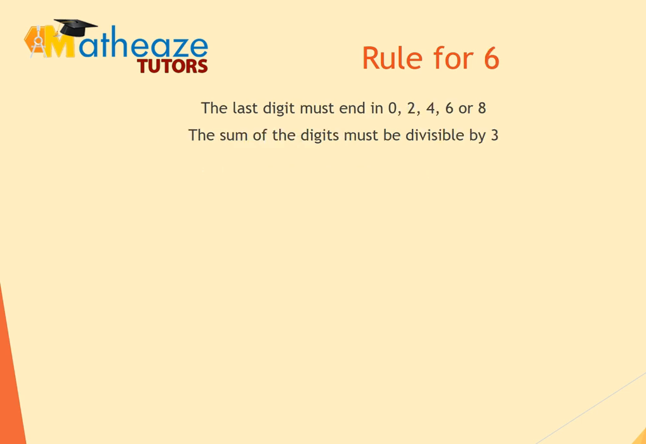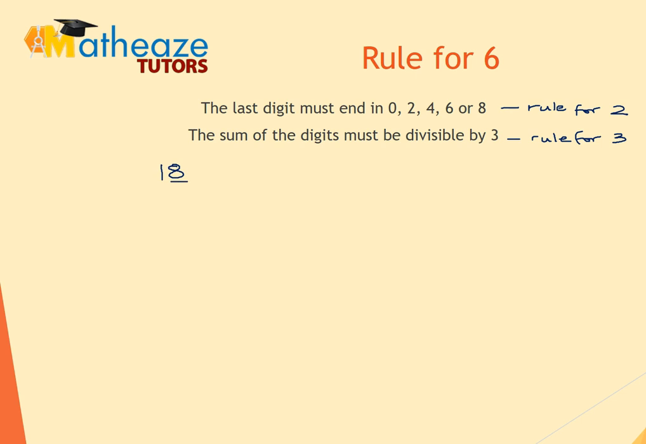Now let's look at the rule for 6. The last digit must end in a 0, 2, 4, 6, or 8. You can see here that this is a rule for 2. And then the sum of the digits must be divisible by 3. This is the rule for 3. So for a number to be divisible by 6, it must pass the rule for 2 and the rule for 3.